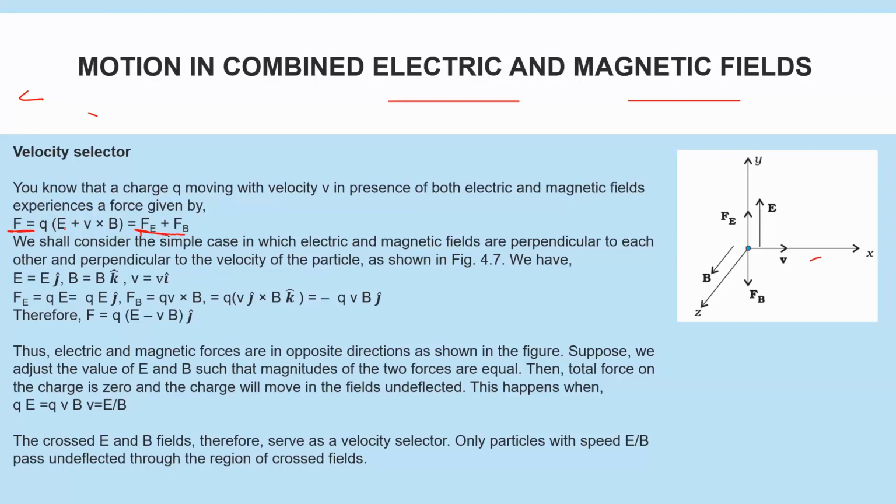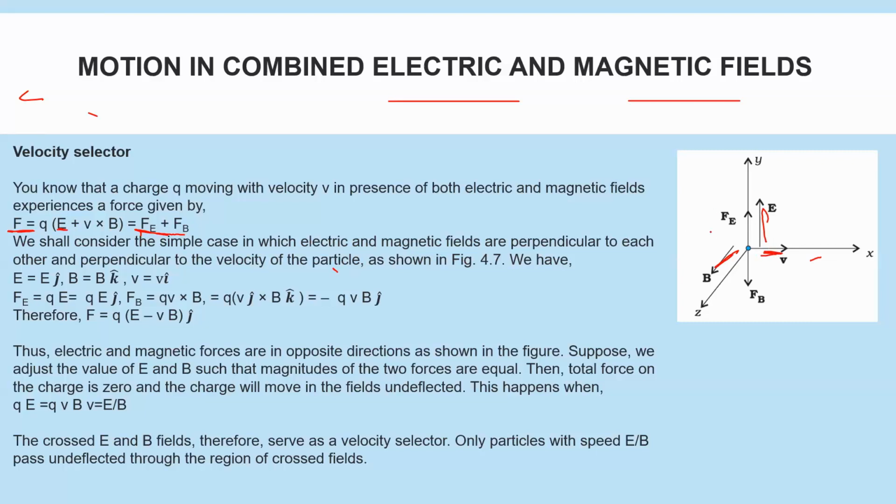The electric force is qE, and the magnetic force is going to be q v cross B. So we take q out as common and add the electric field and v cross B. Now we will consider a simple case in which the electric and magnetic fields are perpendicular to each other, and perpendicular to the velocity of the particle too. You can see over here that the electric field and the magnetic field are perpendicular to each other as well as to the velocity of the particle.